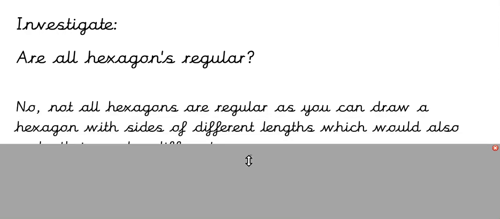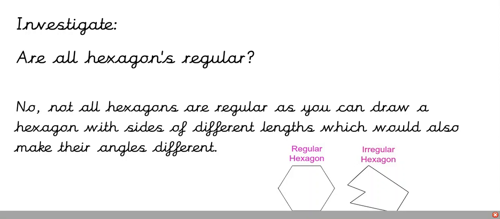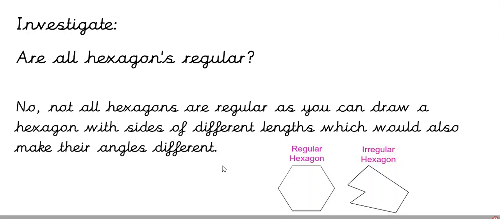Okay, let's have a look at the answer, shall we? So no, not all hexagons are regular, as you can draw a hexagon with sides of different lengths, which would also make their angles different. If we have a look at these two examples here, we've got the regular hexagon with sides all the same length and angles all equal.